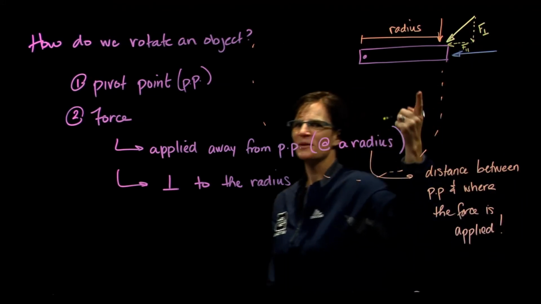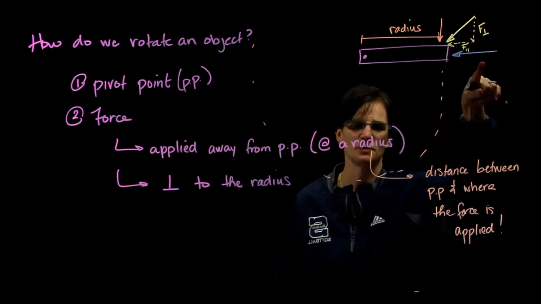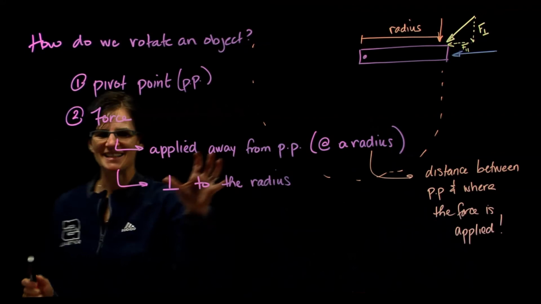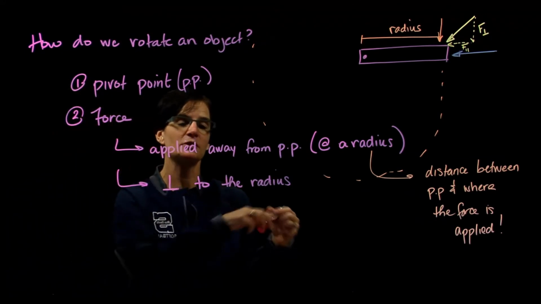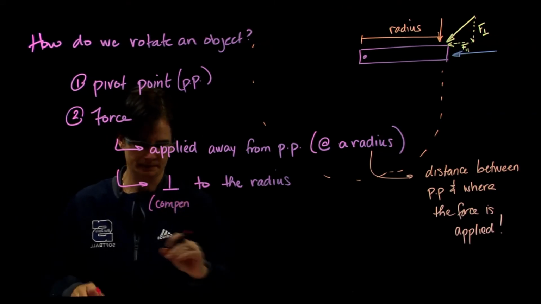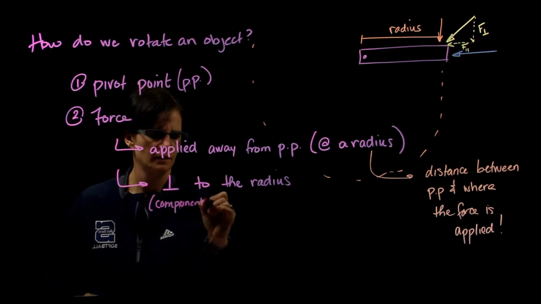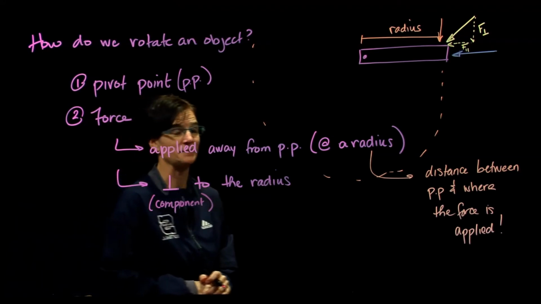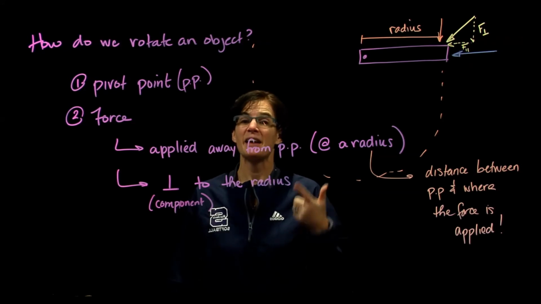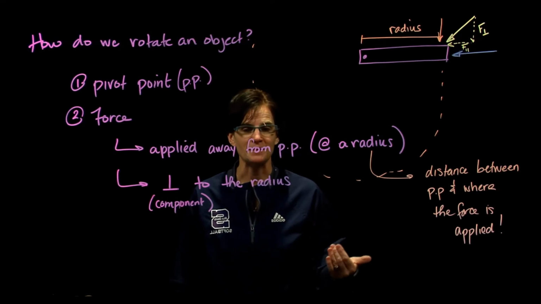Do you think the parallel component's doing anything? Nope. Just like this force here in blue is not doing anything. But the perpendicular component is. So we're going to modify this idea. The force has to be perpendicular to the radius, but all it needs is a perpendicular component. So if I have a force applied at a radius, and that force has a perpendicular component, I will get an object to rotate.